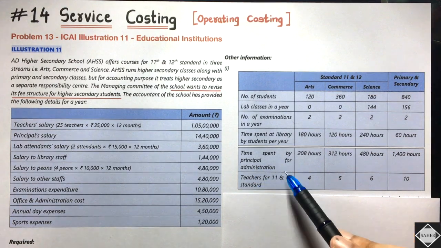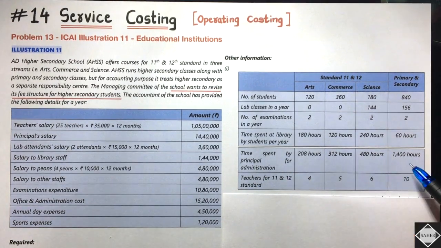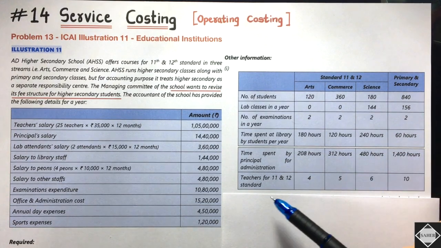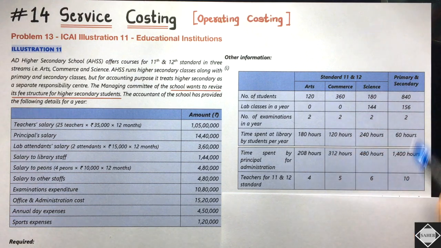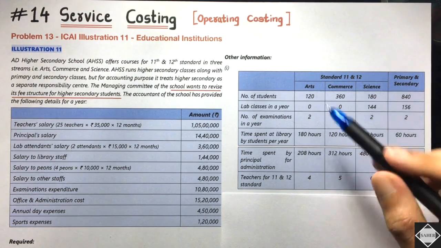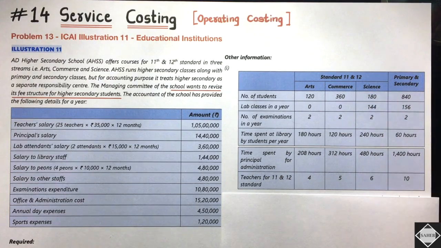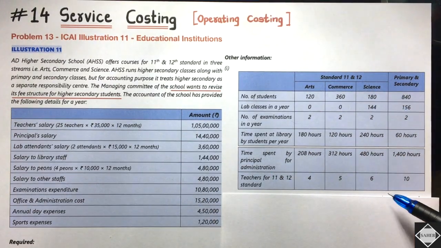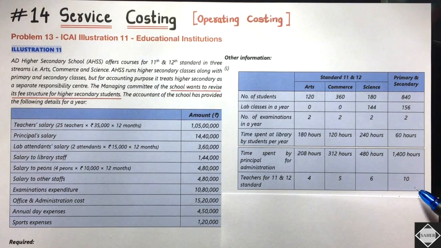Time spent by principal for administration: 208 hours, 312 hours, 480 hours, 1400 hours. Teachers for 11 and 12 standard. Now they are telling you how many teachers are there in each stream and in primary and secondary. In arts department there are 4 teachers, in commerce department there are 5 teachers, in science department there are 6 teachers, and in primary and secondary 10 teachers.